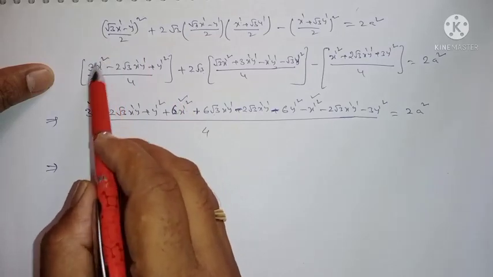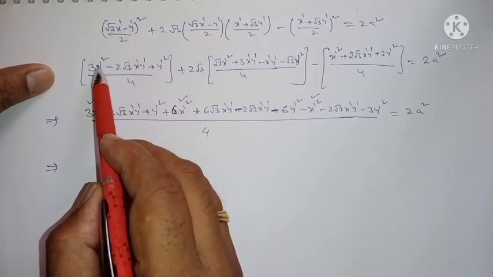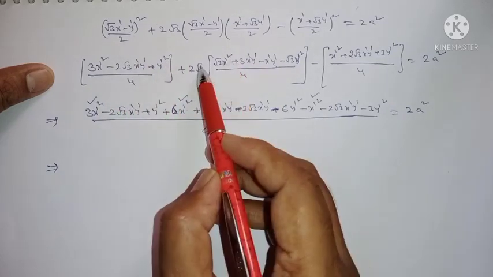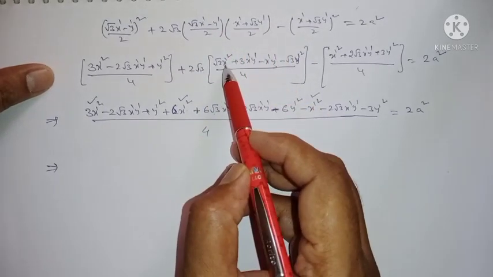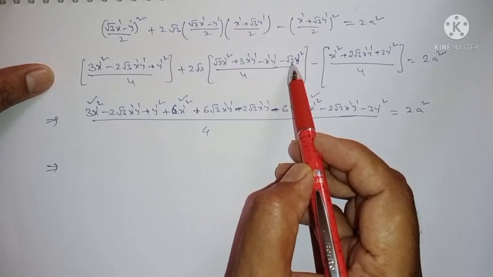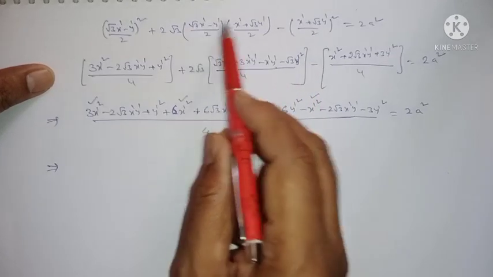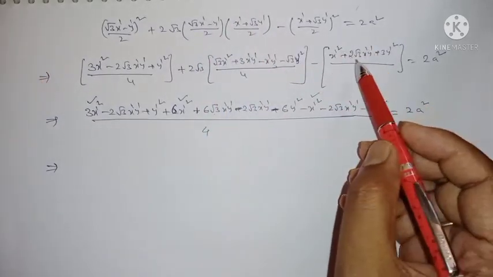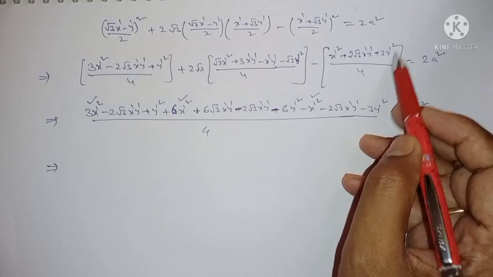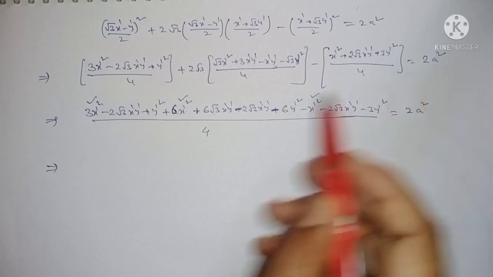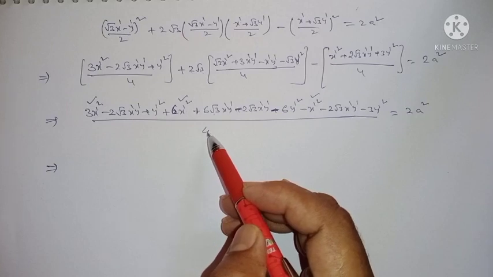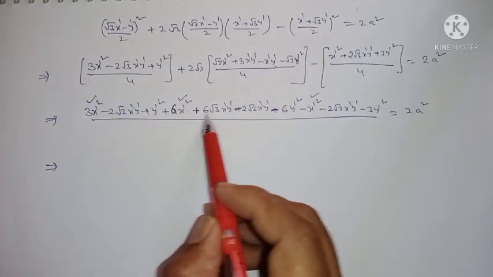This is (a minus b) whole square, that is (root 3 x dash) whole square, 3 x dash whole square, minus 2 root 3 x dash y dash plus y dash whole square, by 4. Plus root 3 into this, you can write (root 3 x dash) whole square plus 3 x dash y dash minus x dash y dash minus root 3 y dash whole square, by 4 only. You can multiply these two terms. And the last term is x dash whole square plus 2 root 3 x dash y dash plus 3 y dash whole square by 4 only, is equal to 2a square. In these three terms the 4 is common, therefore you can write the denominator as 4 only, and remaining terms as they are.